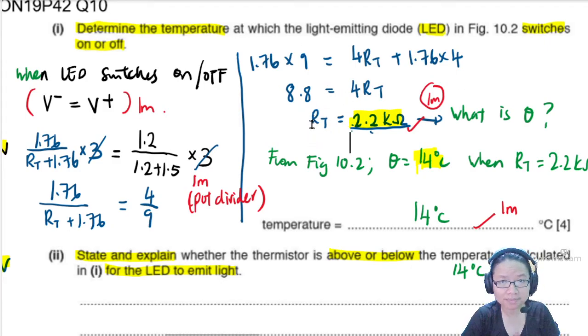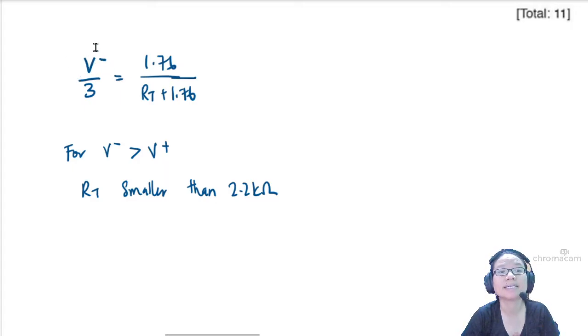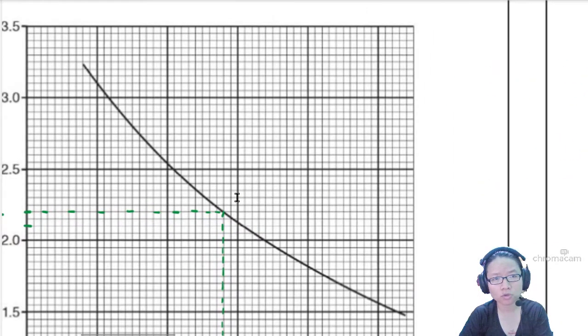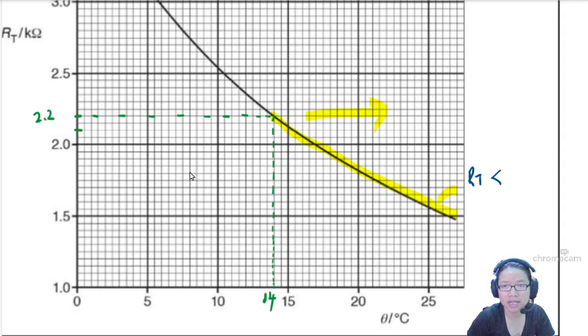If RT is smaller, this means that your V minus will be bigger. Okay, so RT is smaller than 2.2 kilo ohm. You can stare at the graph a bit. 2.2 kilo ohm is here. If we want it to be smaller, then the temperature has to be hotter. So I'll draw here for you. You see here to here, all this RT is smaller than 2.2. So all of this part here, our RT is less than 2.2 kilo ohm. So that means your theta is greater than 14 degrees Celsius.